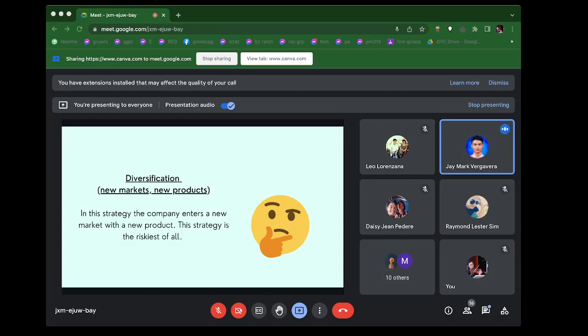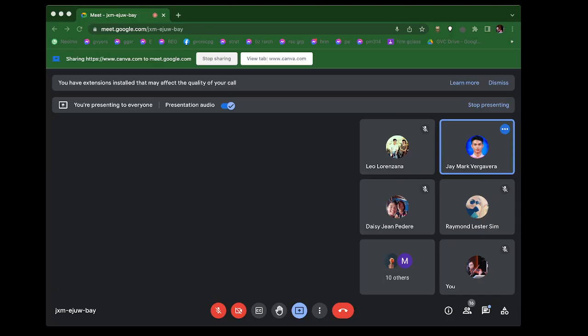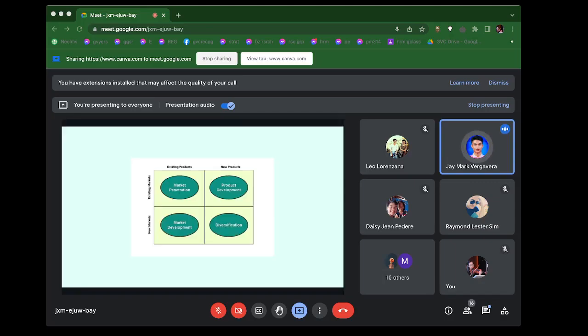Next slide, sir. So this matrix shows us the risk increases the further the strategy moves away from known quantities, the existing products and the existing market. Thus, the product development and market extension usually involve a greater risk than penetration, and diversification generally carries the greatest risk of all.